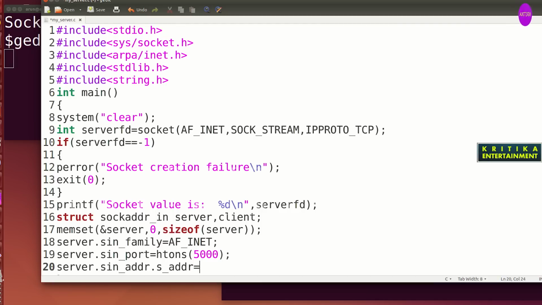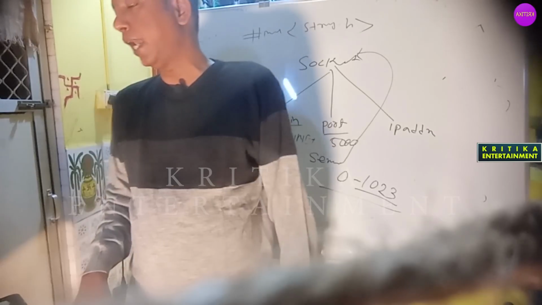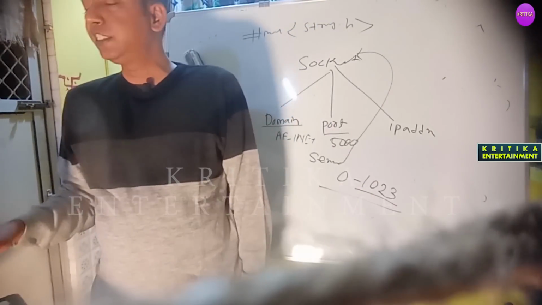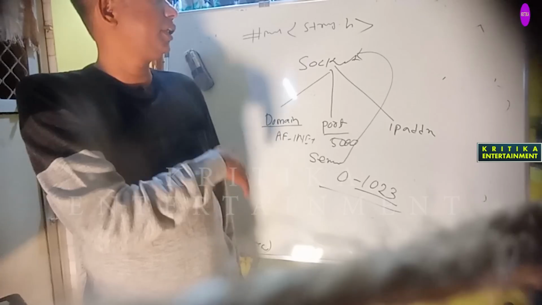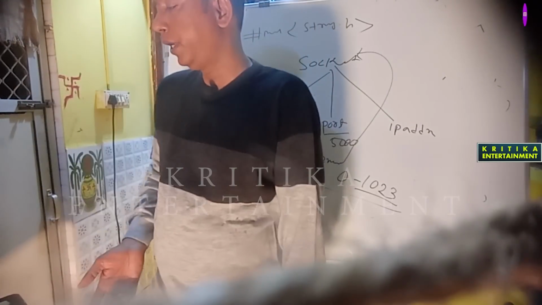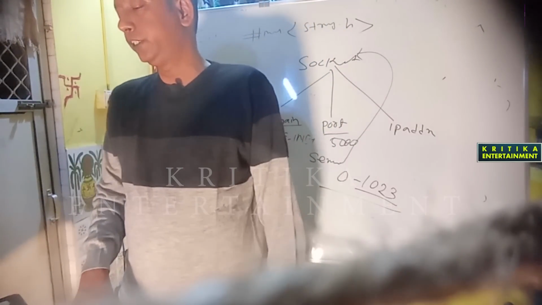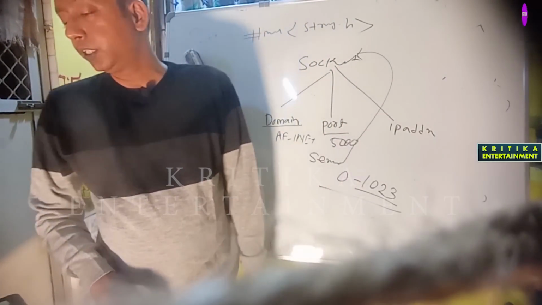Next I will write server.sin_addr.s_addr is equal to inet_addr, and I will write the IP address 127.0.0.1. The question is about this line. If anybody wants to understand this line, I will make one separate video of this program. I will not include it here because it would make this program lengthy and take much time, so I will just explain it simply.